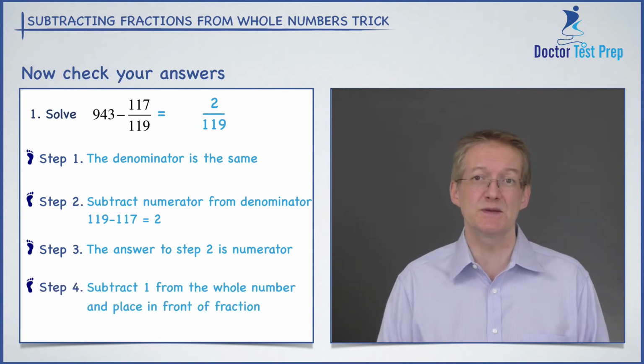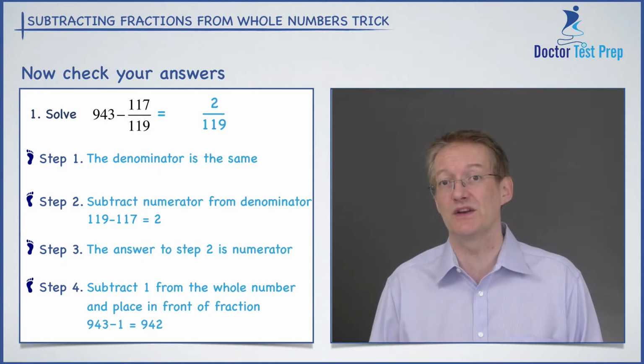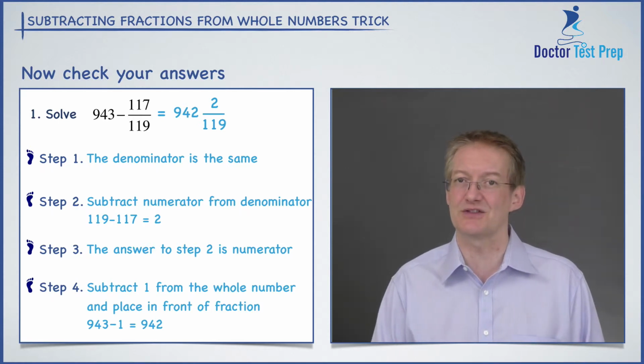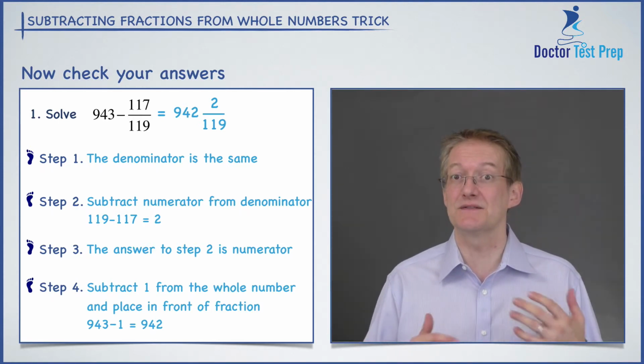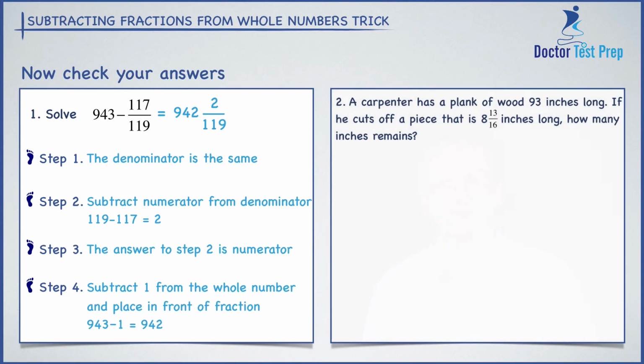So step number 4, subtract 1 from that whole number. So 943 take away 1 gives me 942. And we're going to place that right in front of our fraction. So our answer is 942 and 2 119ths.